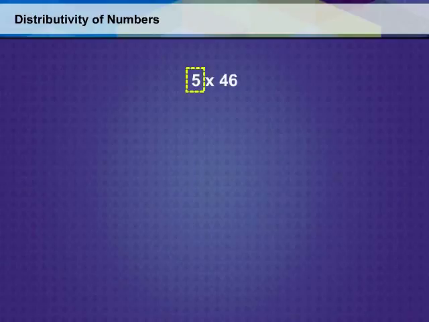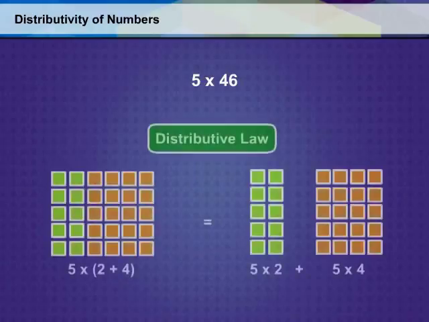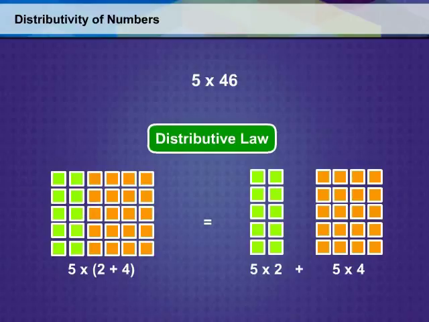Suppose we are asked to calculate 5 into 46. We obviously do not know the table of 46. Hence, here we can use the distributive law, which is the best one of all, but needs careful attention.